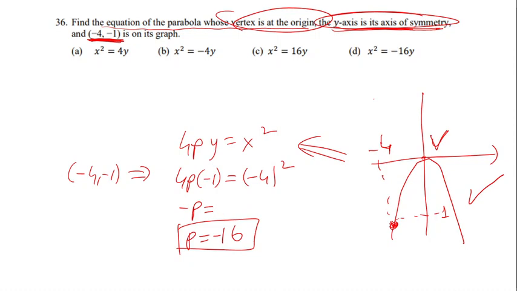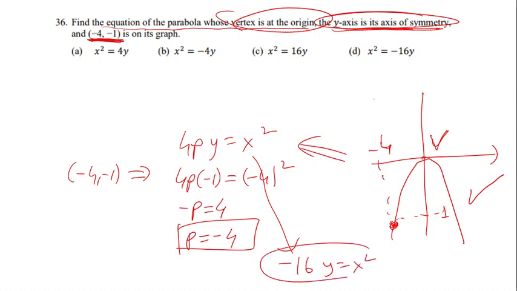Sorry, this is not 16. This will be just 4 and this will be just minus 4. So the answer will be negative 16y is equal to x squared. So the question will be this.